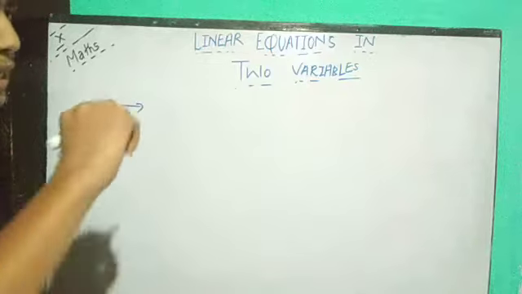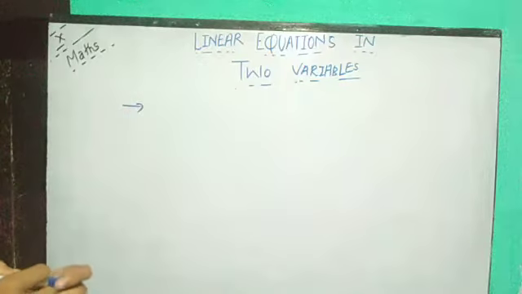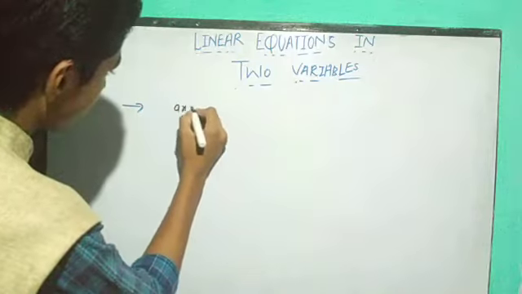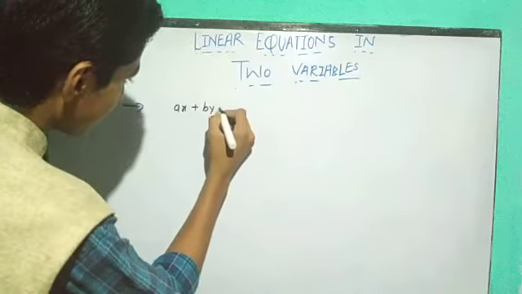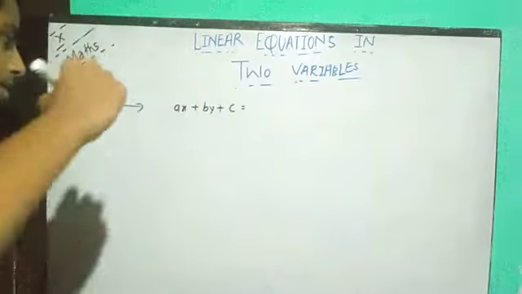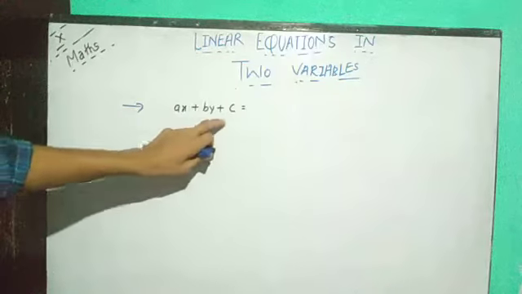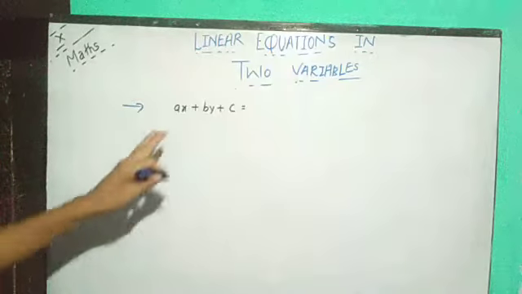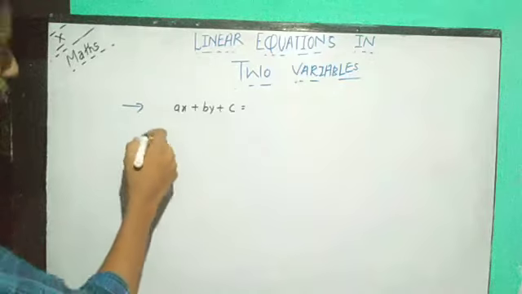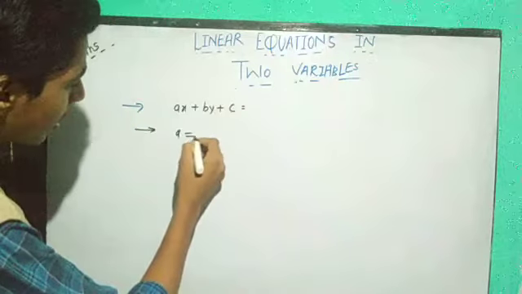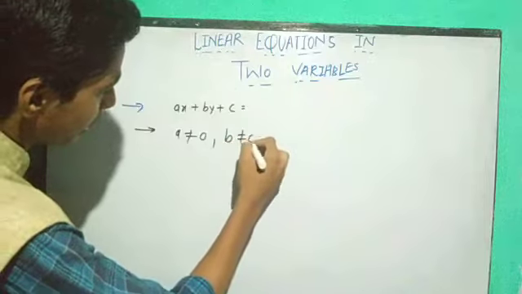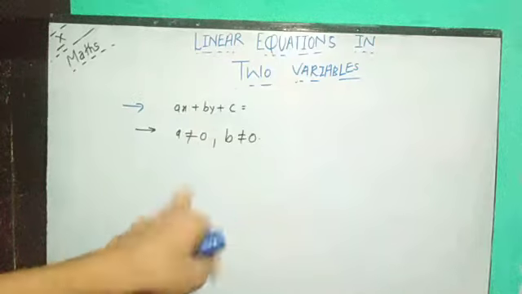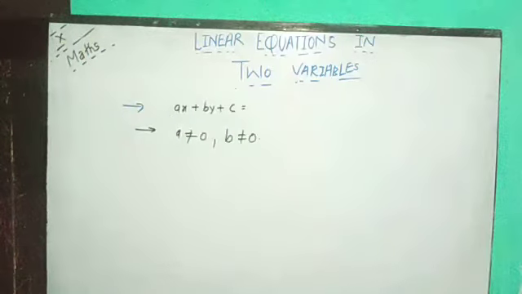So let's see the basic form of linear equation. What is the basic form of linear equation? This is the linear equation basic form: ax plus by plus c. And there are certain things that we have to keep in mind when we write this basic form. It means that a can't be 0. This is very important and informative for us, that a can't be 0. We have to remember that.